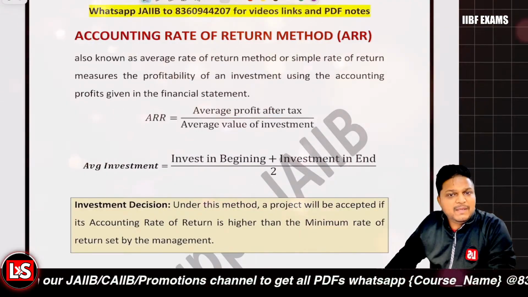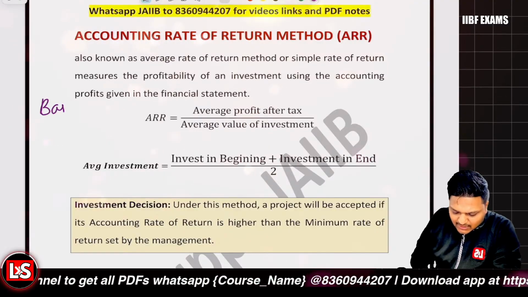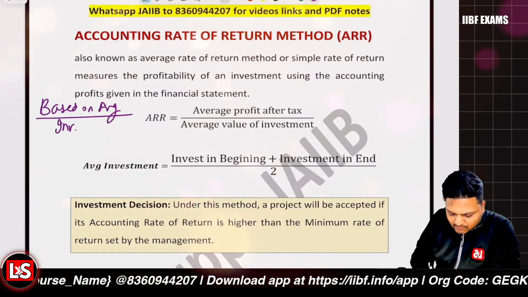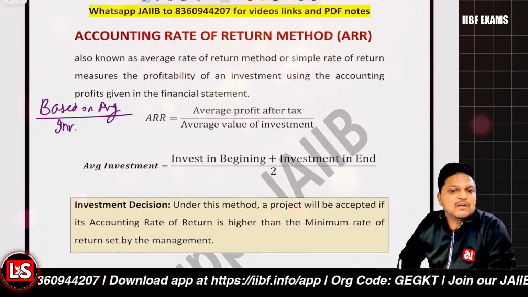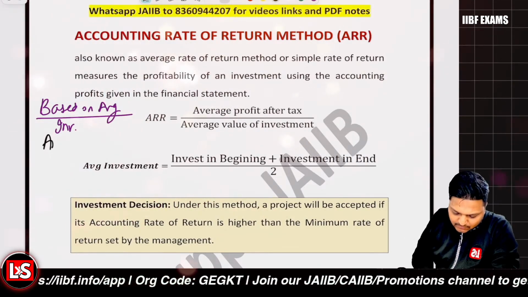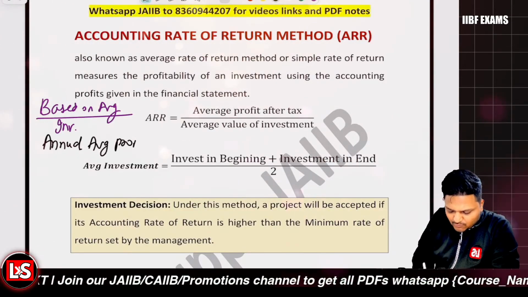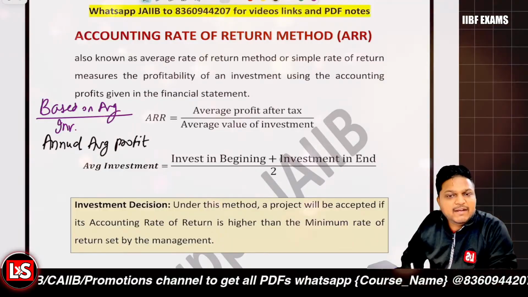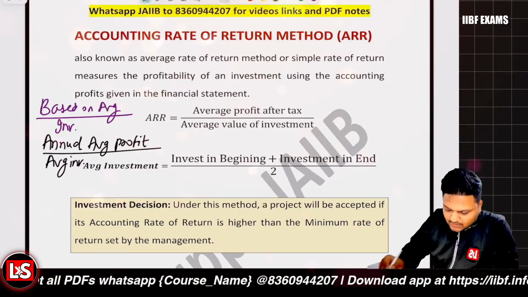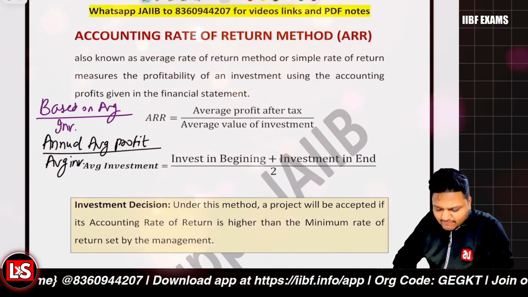Now, let's consider we have to calculate the ARR based on average investment. How will we calculate it? It is average annual profit divided by the average investment, multiplied by 100. That will be your ARR.